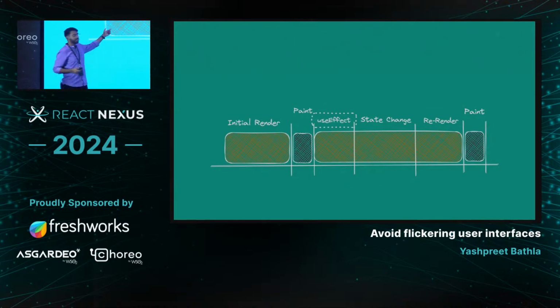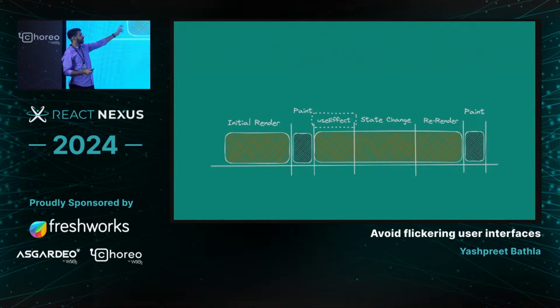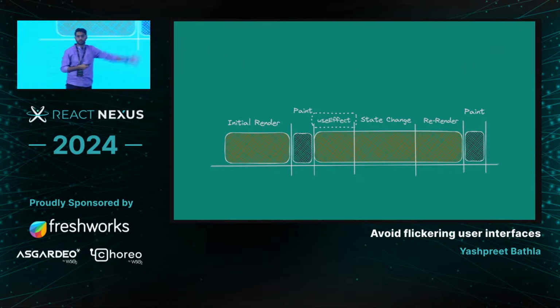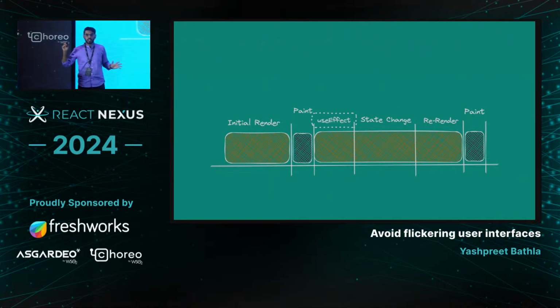Just after the initial render, the painting happens. Then there is a useEffect that actually runs just after the painting. Then there is a state change, re-render, and painting happens again. But do you see any problem here?